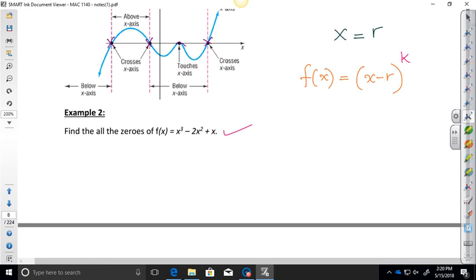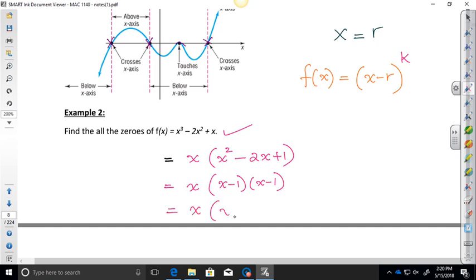The multiplicity. So I'm going to factor this. How would I factor? What's common? X. Then x squared minus 2x plus 1. I can factor again. This is x minus 1, x minus 1. But you may want to write that as an exponent. So I get x minus 1 squared. If something is repeating, you have to write that as an exponent. Don't write x minus 1, x minus 1.